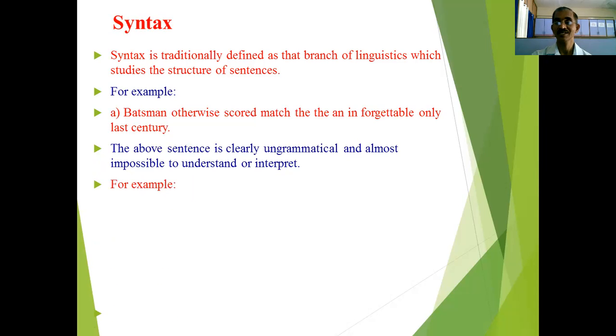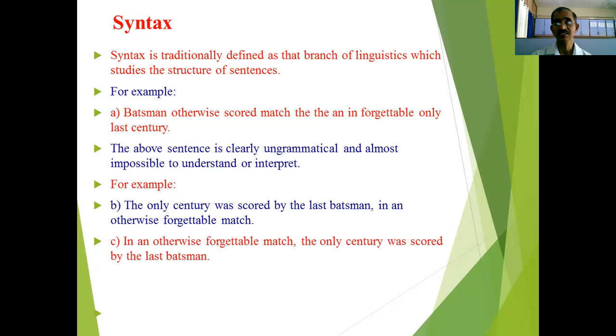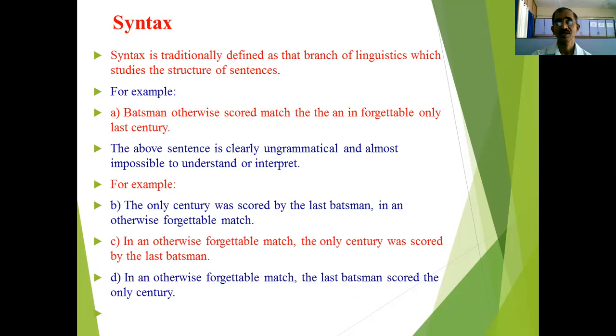Now let us see other examples. In sentence B, listen carefully: The only century was scored by the last batsman in an otherwise forgettable match. Now the third sentence: In an otherwise forgettable match, the only century was scored by the last batsman. Then D: In an otherwise forgettable match, the last batsman scored the only century.